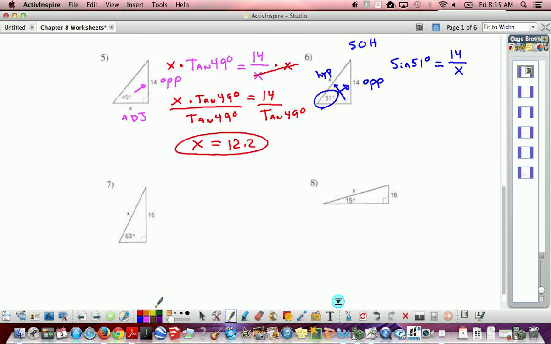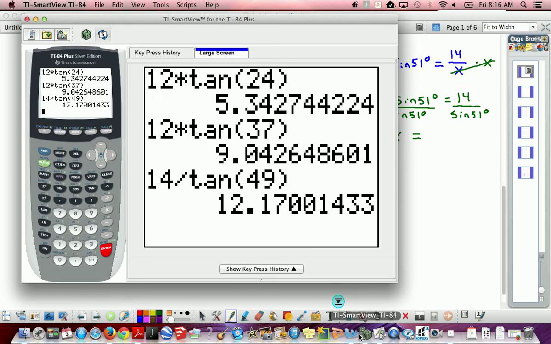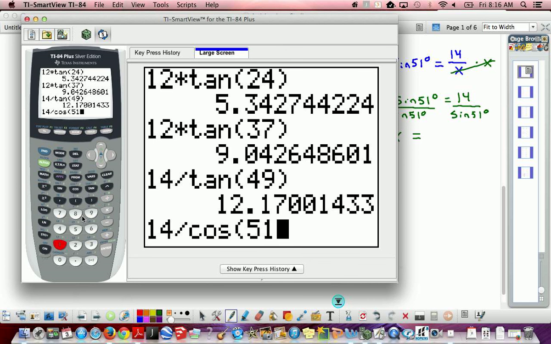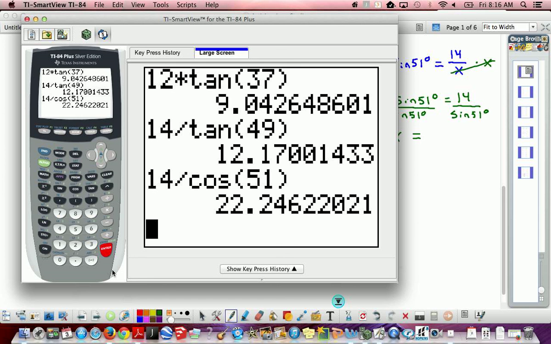So this one's just done mathematically the same exact way as the previous one. Multiply both sides by x. So x times sine of 51 equals 14. Divide both sides by the sine of 51. And you get x. So x equals 14 divided by the sine of 51, close my parentheses, hit enter, and yep, we get 18.